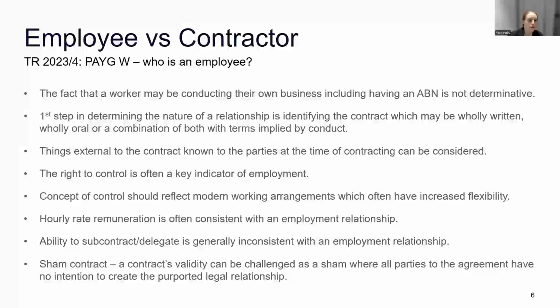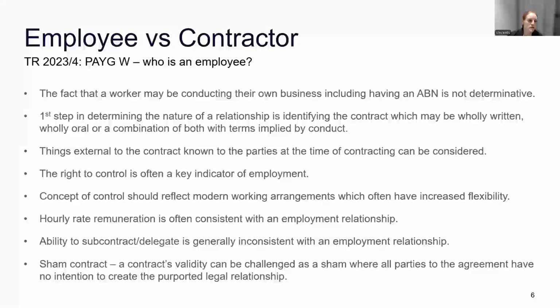So a few common indicators that the ATO will look at is the right to control. This is often a key indicator of employment. However, it does cover that the concept of control should reflect modern working arrangements, which often have increased flexibility. So just because you're allowed to work from home a couple of days a week, or even if you are able to say, okay, I have to go to this appointment during the day and it's going to take a couple of hours and I'm going to make up my time later, that's general flexibility that modern working relationships have, and it's definitely not an indication that you're not an employee. So that is touched on in the ruling as well.